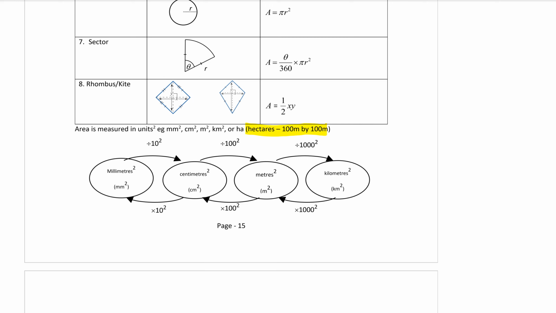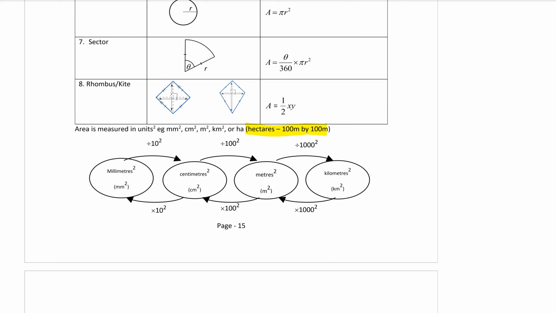Okay, a hectare. Do you know what we measure in hectares? Land, yes, perfect. If you buy a large block of land, it's normally measured in hectares or acres, but hectares is one of the options as well.